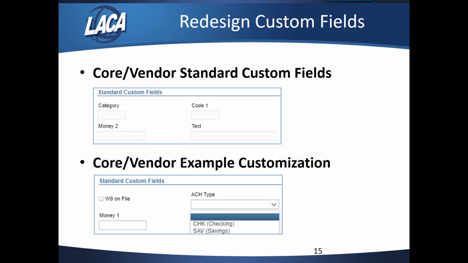Or if there's something that you want to completely create from scratch, you can create new. So the screenshot at the lower part of the screen is an example of those standard custom fields after you've customized them. So maybe you want a checkbox to mark whether or not you have a vendor's W-9 on file. Or I created a drop-down of ACH type. So if you are paying this vendor by ACH, maybe you want to track if you have their checking account or their savings account on file. And then, of course, I didn't rename Money 1, but those are just two examples of what you could do to customize your fields.